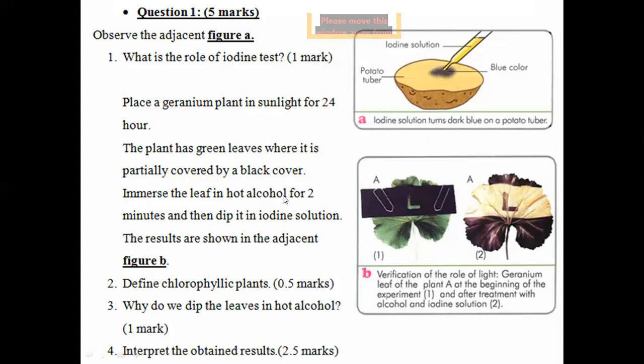So here, after covering a part of the geranium plant by a black paper and exposing the other part to sunlight, after some time, the part that was not exposed to sunlight and covered by black paper shows a yellow color with the iodine test. However, the part that was exposed to the sunlight shows dark blue color.